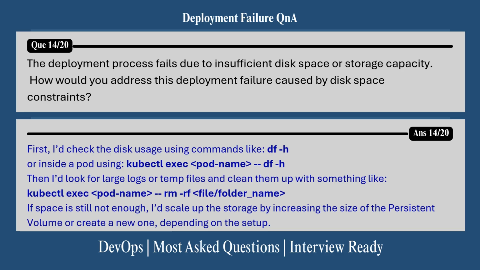First, I would check the disk usage using commands like df -h or inside a pod using kubectl exec pod-name -- df -h. Then I would look for the larger logs or temporary files and clean them up with something like kubectl exec pod-name -- rm -rf folder-or-file-name. If the space is still not enough, I would scale up the storage by increasing the size of persistent volume or create a new one depending on the setup.